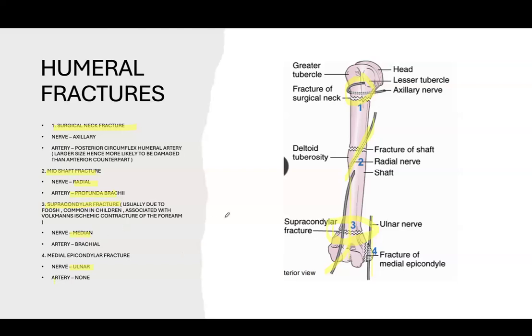So that's it. Also, supracondylar fracture could be due to a fall. That's the most common cause of supracondylar fracture in children, especially because they have weaker bones and ligaments. And it's associated with Volkmann's ischemic contracture. We had this last year, but your slides did not have it, so you don't really need to know it. But if you want to search it up, you can. It's something that happens with supracondylar fractures.